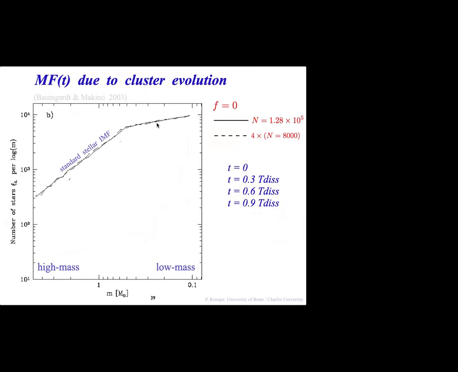This here is a representation of a star cluster with no binaries, containing 125,000 stars and some models with fewer stars, calculated by the seminal work by Holger Baumgardt and Jun Makino in this paper. And they've shown how, as the star cluster evolves, how the mass function changes. They've shown other things in that paper too, but this is particularly relevant here.